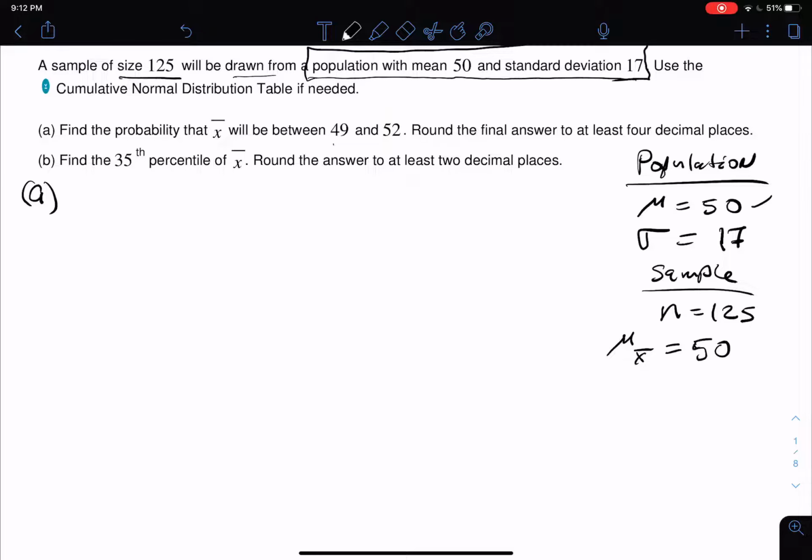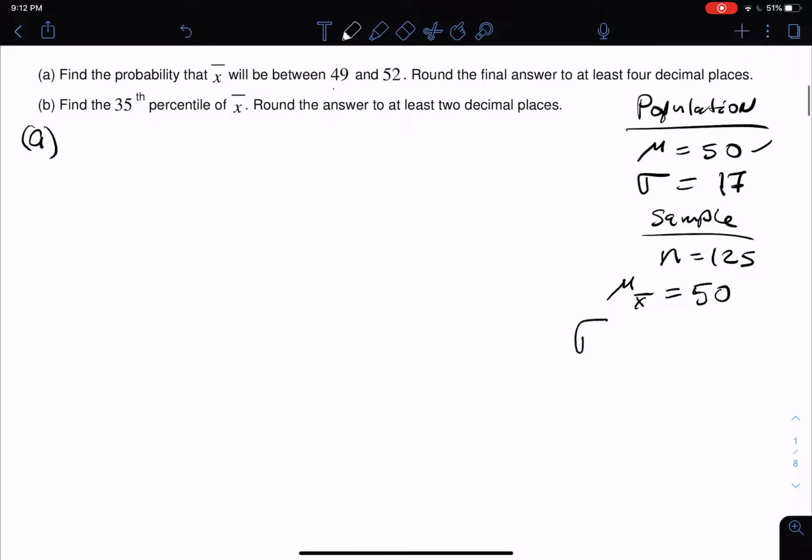So we got that. The other thing we need to calculate is the standard deviation of the sample means, right? And we know where to look for that. That's on our formula sheet. And that is just going to be the population standard deviation, which is 17, divided by the square root of the sample size, 125. And when I put that in my calculator, I get approximately 1.5205.